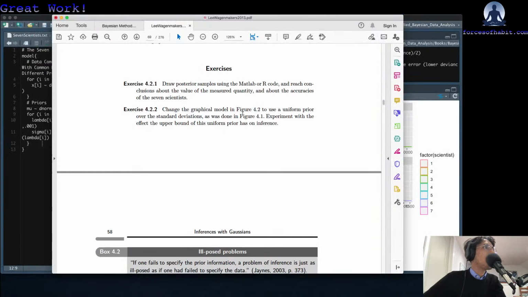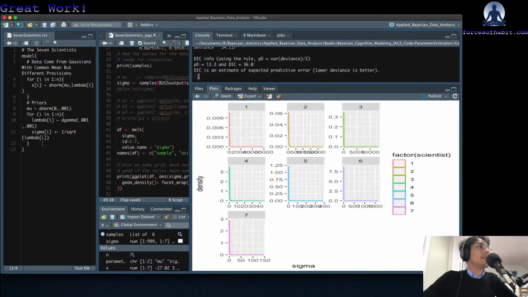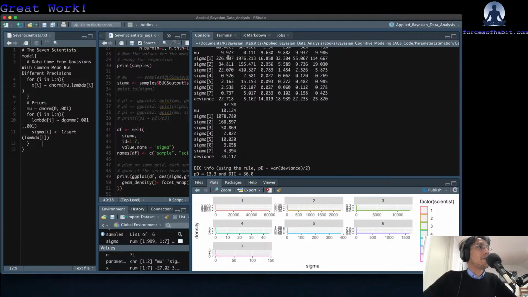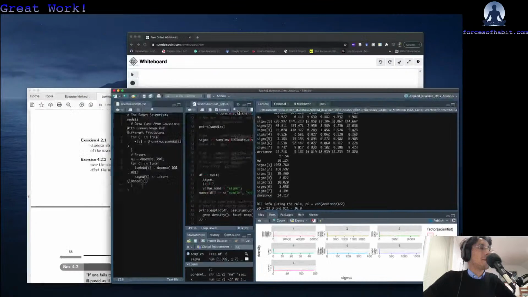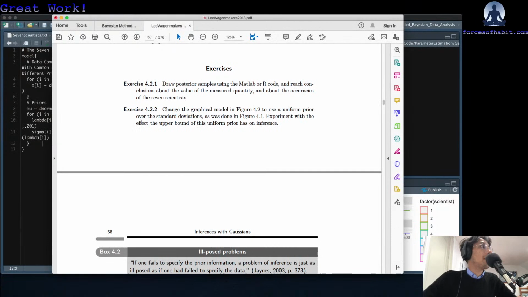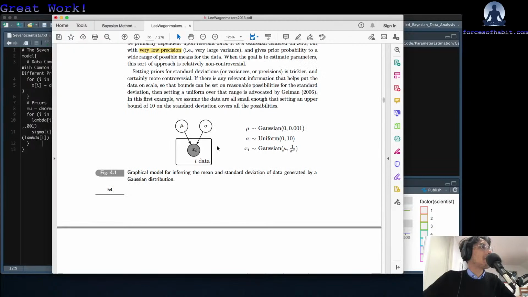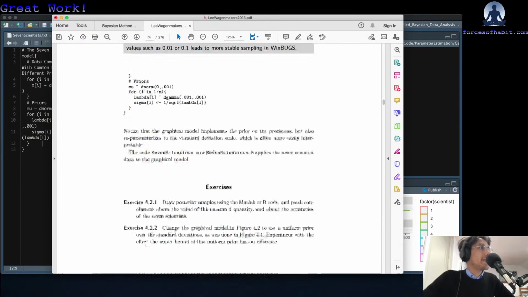Change the graphical model. So what we infer about the accuracies of scientists is that they vary substantially from one another, right? With some scientists being more precise than others. Some scientists need to really up their training game, it looks like. So now change the graphical model to use uniform priors over the standard deviations, as was done in figure 4.1. There. We should just get a big standard deviation then, I imagine.